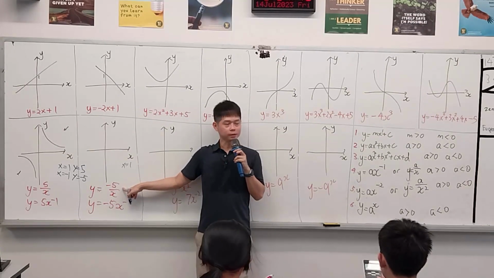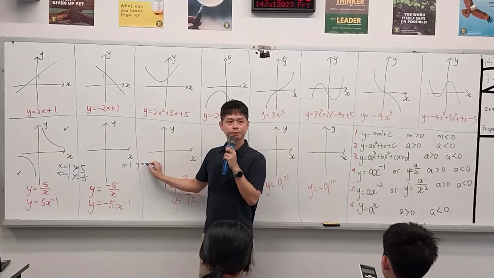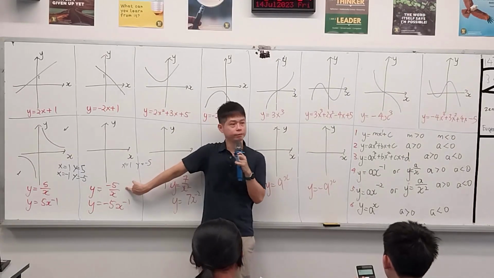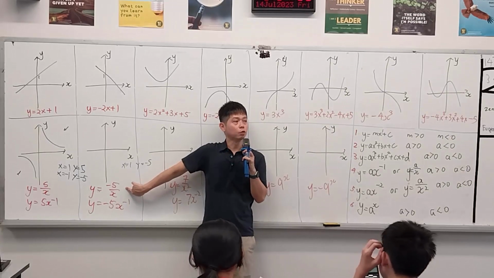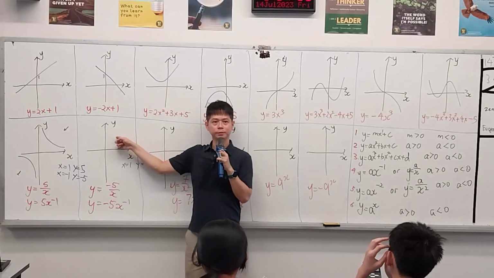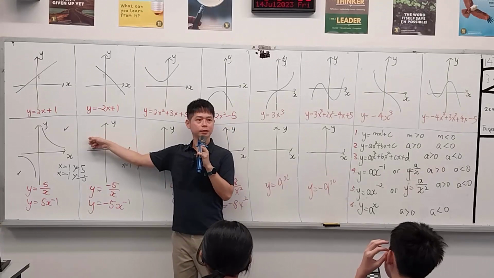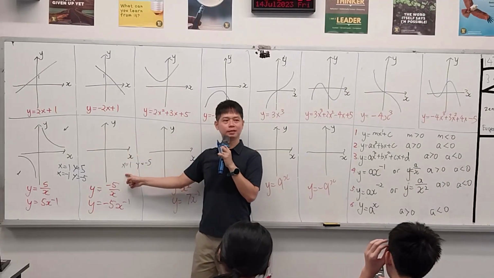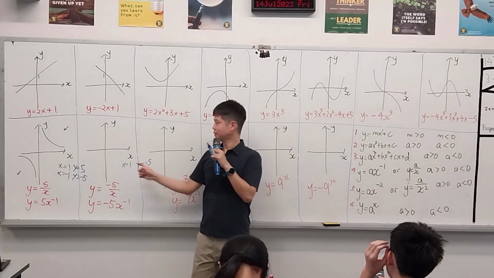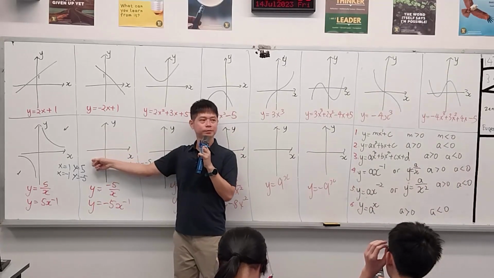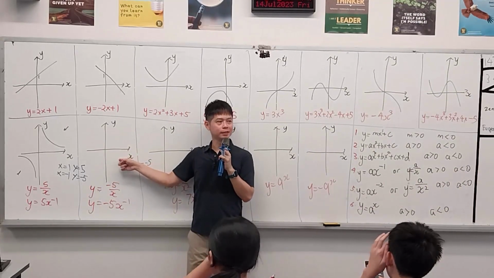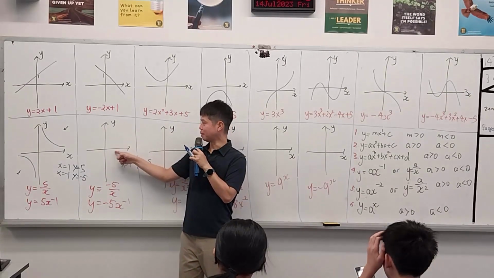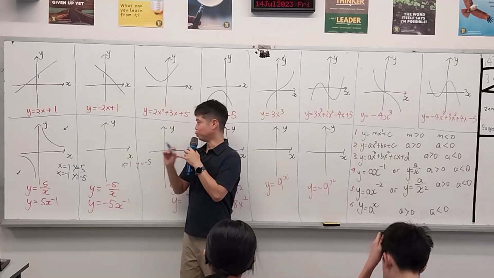When x is 1, y is -5. So, is this the quadrant? This one? Not this one. X is 1, y is negative. Is this the one? Is this the one? Yes, this is the one. 1 and -5, somewhere here, right? So you draw a curve.